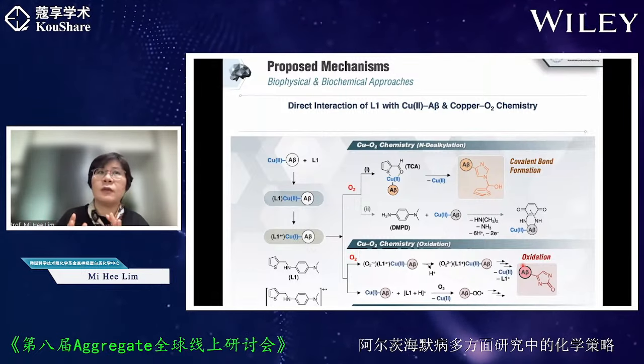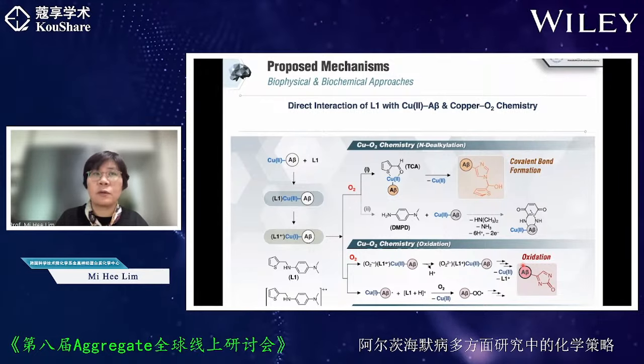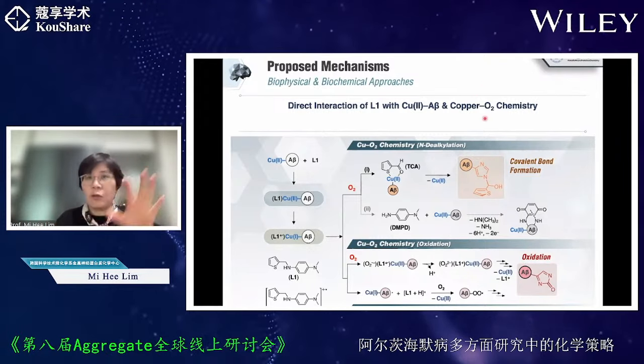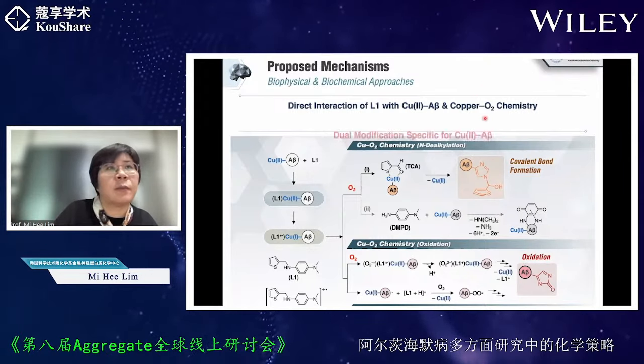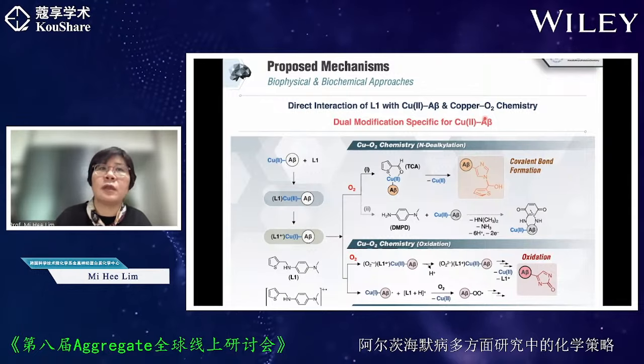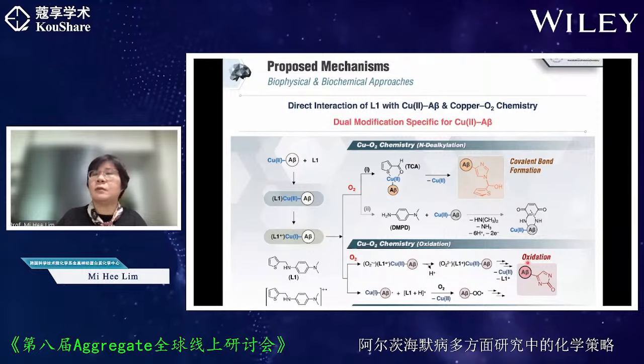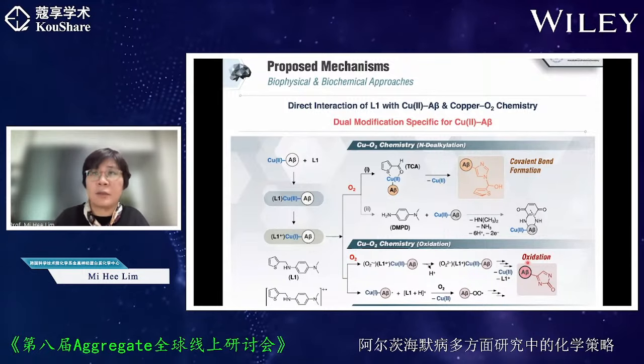So you don't need to add anything. You have the pathological factor, the copper-A beta species, just add in the L1, and then you are just utilizing the O2, which is already available in the biological system. And I want to point out that this dual modification by the L1 compound is very specific for the copper-A beta species.